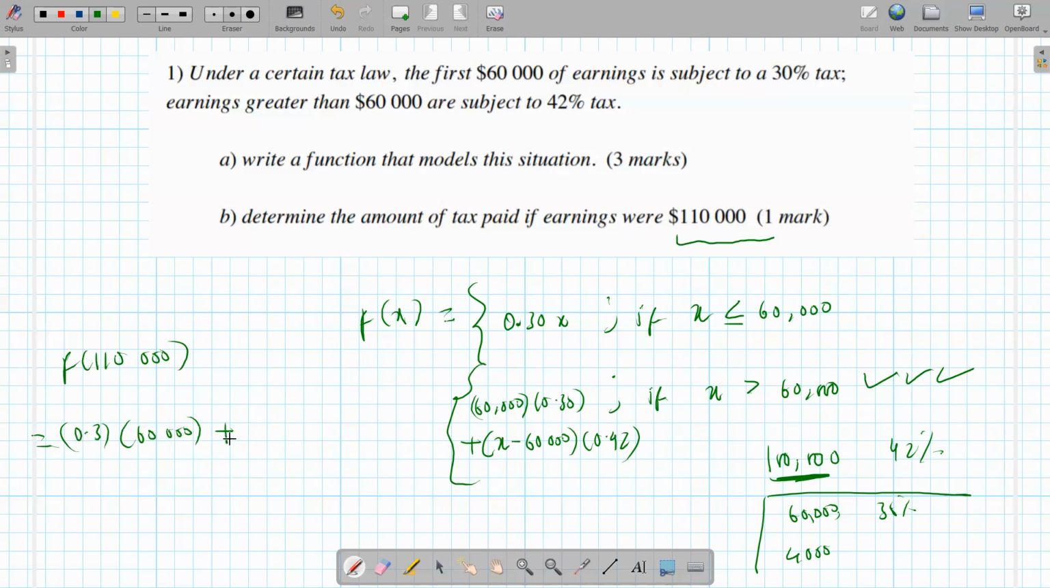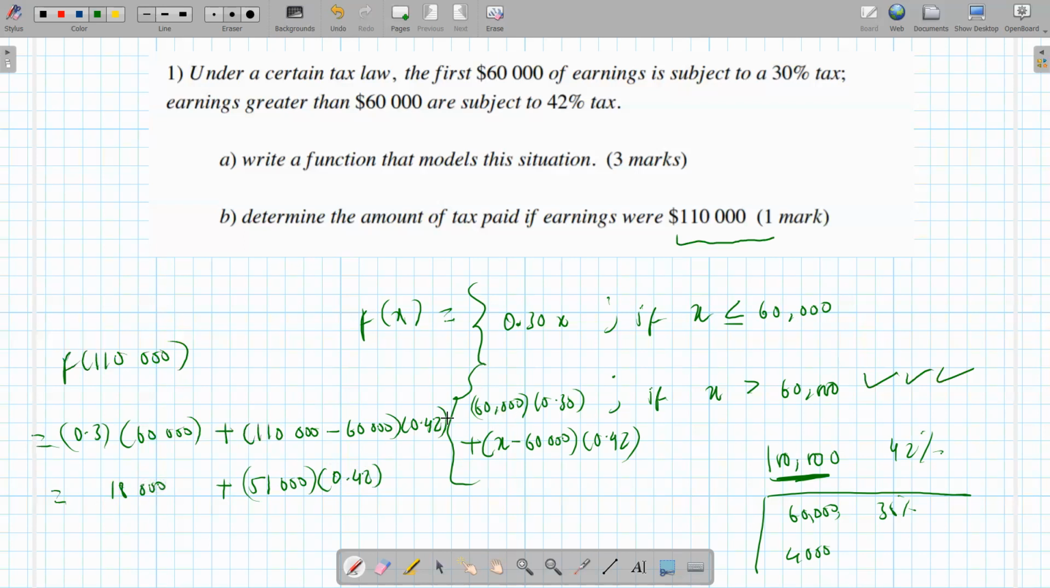60,000 plus, and now X is 110,000, right? Then the remainder would be 110,000 minus 60,000. And then on this, you pay 42%. So 50,000 times 0.42 is 51,000. Plus, and then here it's going to be 18,000.